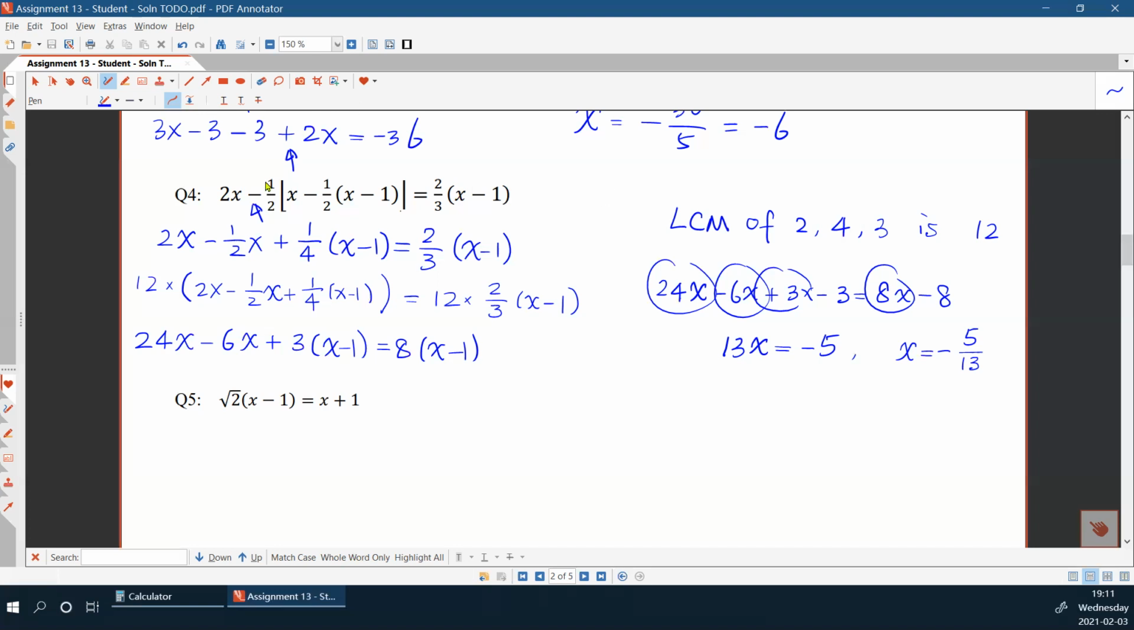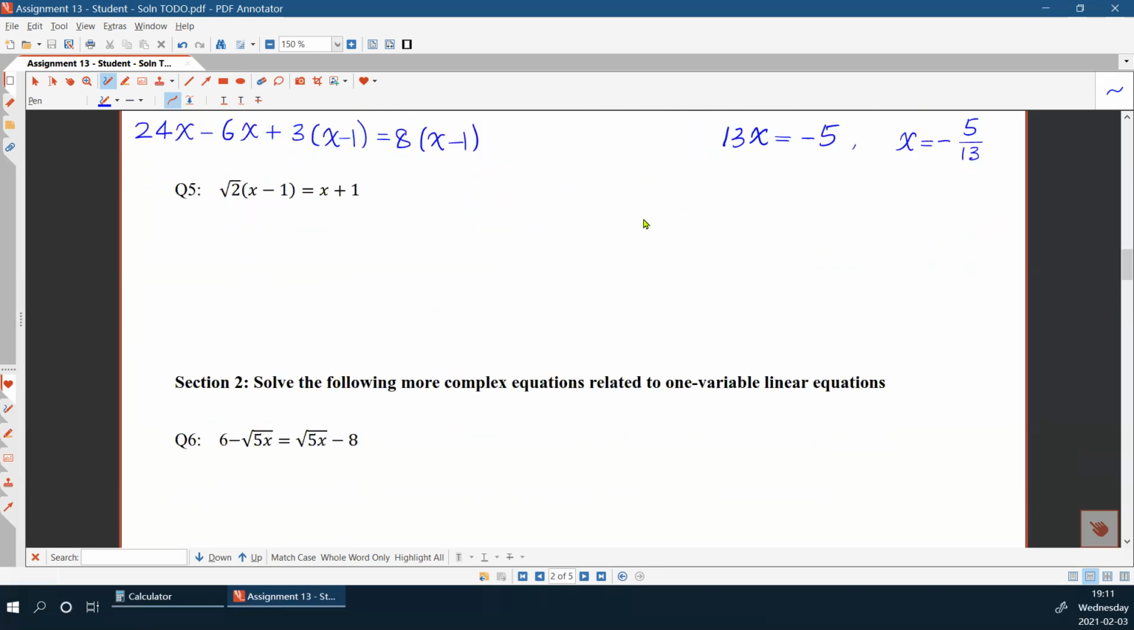So as you can see here, for simple equations like this, there's nothing special. All you need to do is to be careful and go step by step, slowly. Okay. All right, let's see question 5.